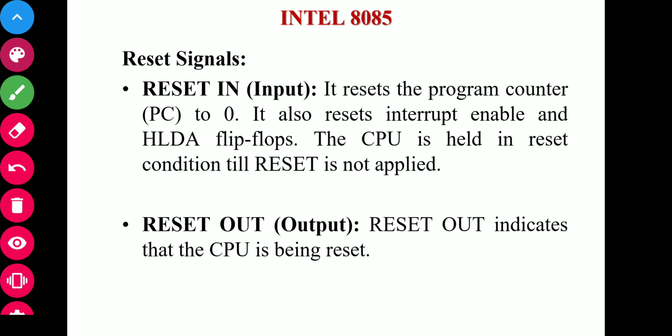And the reset signals. There are two reset signals. One is for input and another one is for output. For the input, that is RESET IN, and for output RESET OUT is there. RESET IN resets the program counter PC, which I already showed in the previous slides, to 0. It also resets the interrupt enable and HLDA flip-flops. The CPU is held in the reset condition till reset is not applied. Then RESET OUT, that is an output signal, indicates that the CPU is being reset.